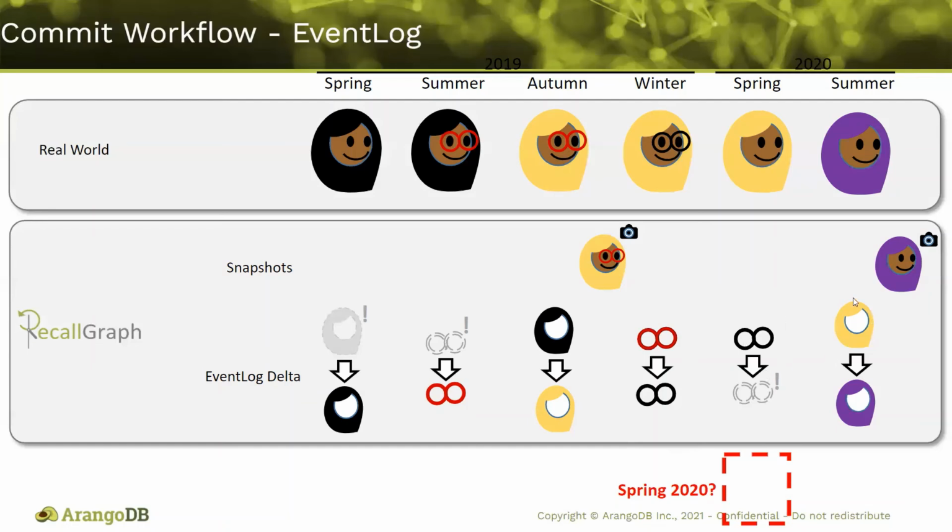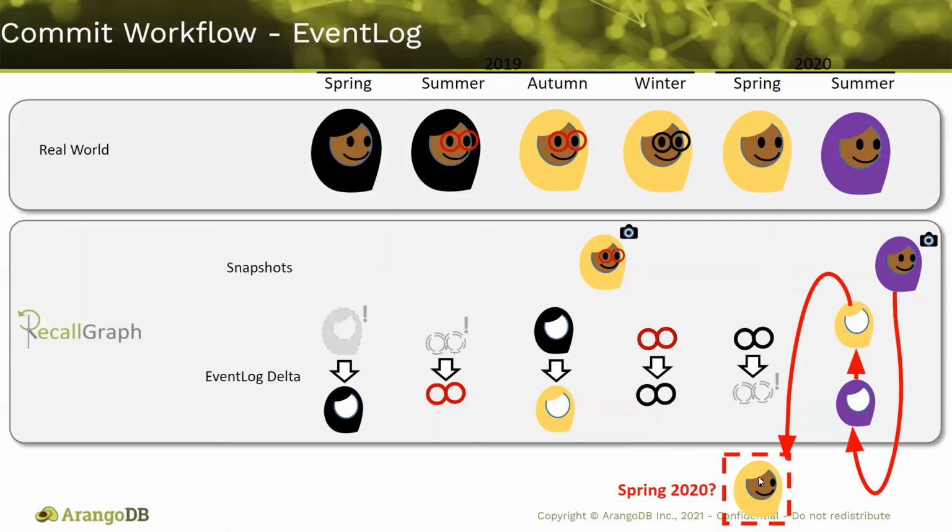We see that in this case, when we just think about the magnitude of distance, it is actually a snapshot in the future from spring of 2020 that is closer. So what RecallGraph will do in this case is, and it identifies the nearest snapshot by means of a shortest path query, it will start with a snapshot representing her looks as of summer 2020, and then it will replay the one event in reverse. That delta is reversed and it is replayed to arrive at her looks as of spring 2020.